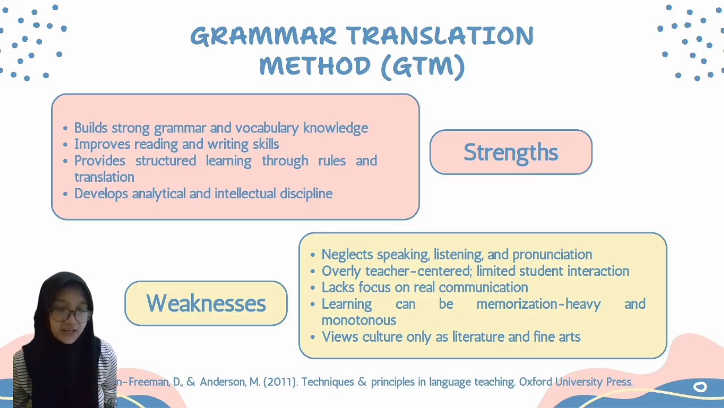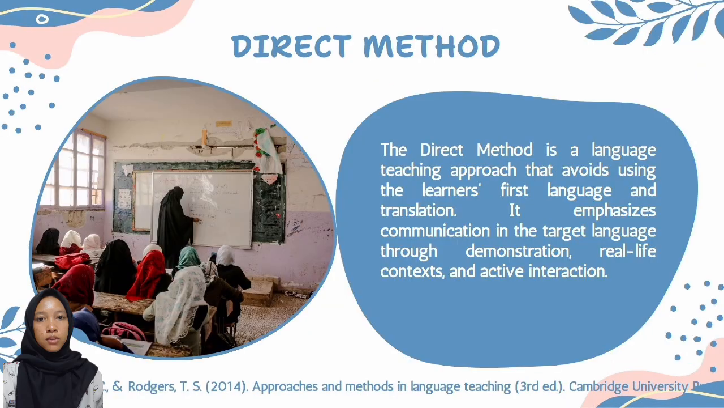And the last point, GTM only sees culture as literature or fine arts. It means that we only focus on written cultural products like literature, but we don't do more exploration in other cultural products. That's all for the grammar translation method, and the next material will be delivered by Marwa Aulianissa.